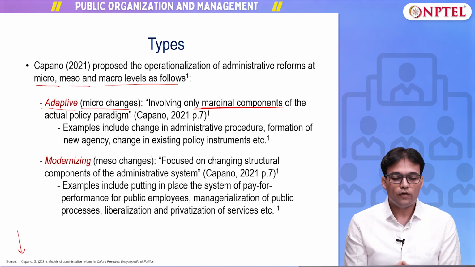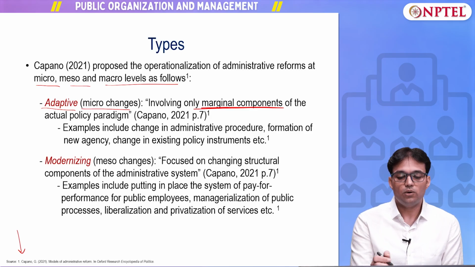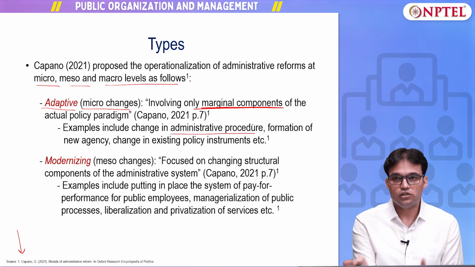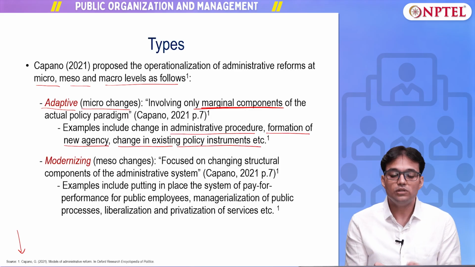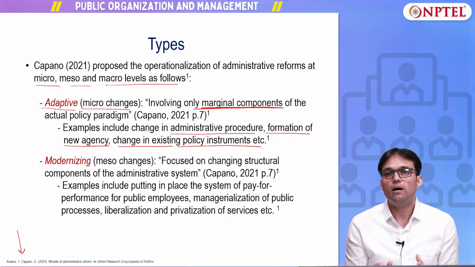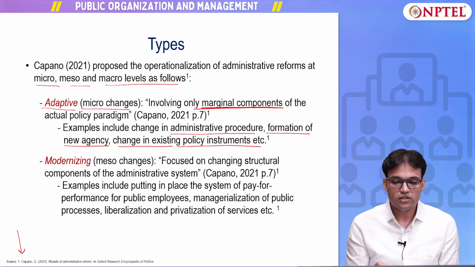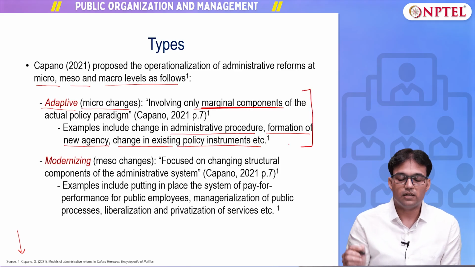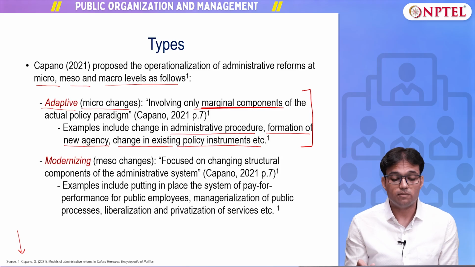The examples of such micro changes and adaptive changes include a change in the administrative procedure, or the formation of a new agency, or a change in the existing policy instruments. So these are some of the examples which demonstrate the adaptive reforms or micro changes that can take shape in public management or public administration, the first type of adaptive reforms.